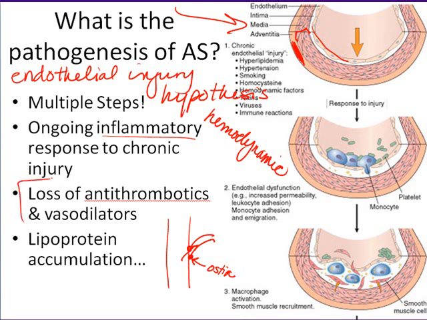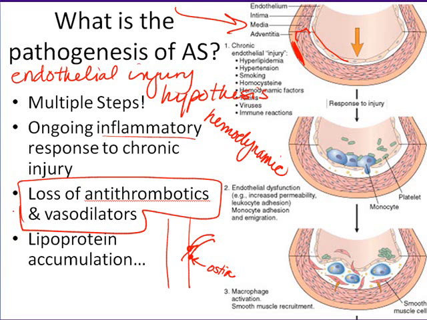For one thing, we're going to get loss of antithrombotics and vasodilators. In other words, the ability of that part of the endothelium to prevent a blood clot from forming is going to be lost. Those endothelial cells tend to secrete prostacyclins, and prostacyclins act like a type of Teflon. They provide a slick surface for the blood to skim by on. And once those endothelial cells are lost, we lose that slick surface, and so a blood clot can potentially form.